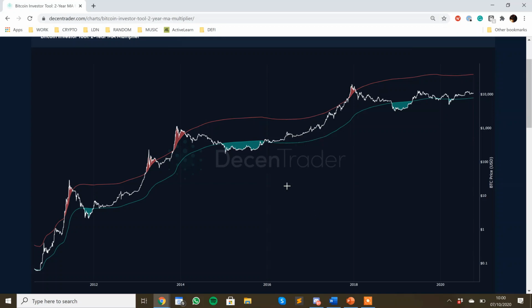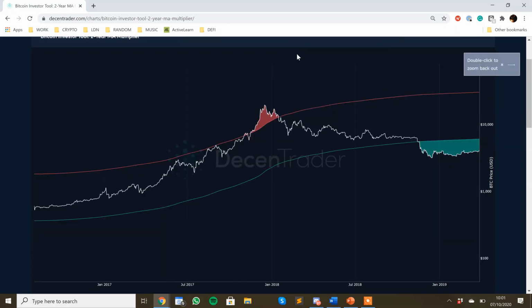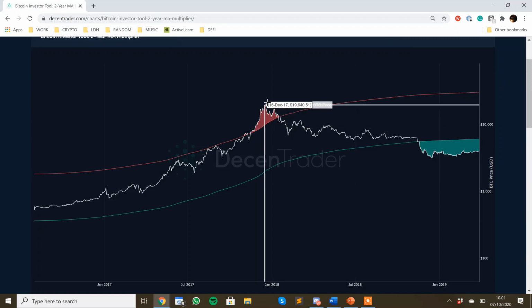So you can imagine if you'd employed a strategy of dollar cost averaging throughout this period, you'd have an average allocation of around $300, and then you would have held until price started breaching the upper red boundary, which is the ×5 multiple of the 2-year moving average. And you can see, if we zoom in here, that was when Bitcoin was around $10,000, right up to the top.